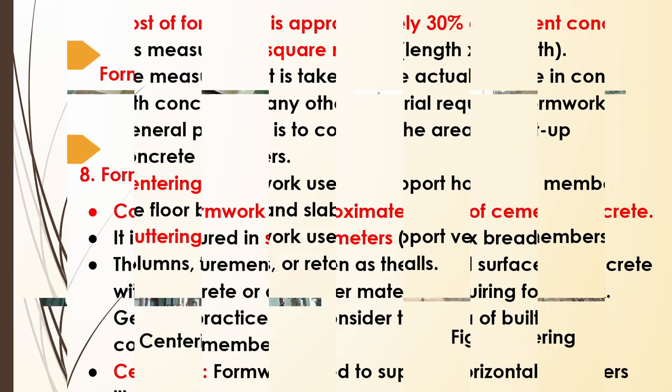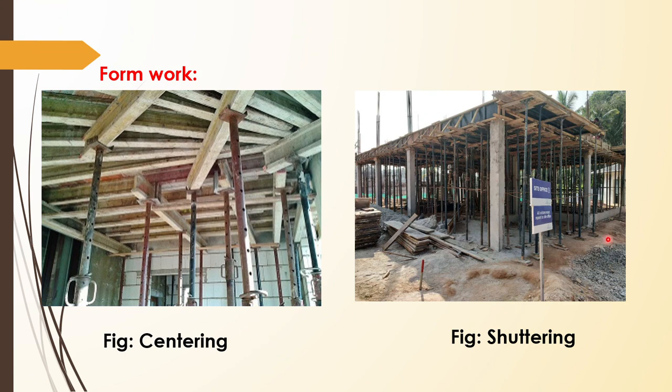So I will show a figure. This is a figure of formwork. Formwork means the supporting elements which we provide. If we are providing some reinforcement and, for example, a slab here, we will provide a supporting element made of wood or some other material. That is known as formwork. The horizontal supporting members are known as centering. If you are providing vertical members for supporting, that is known as shuttering. Centering and shuttering are two types of formwork.